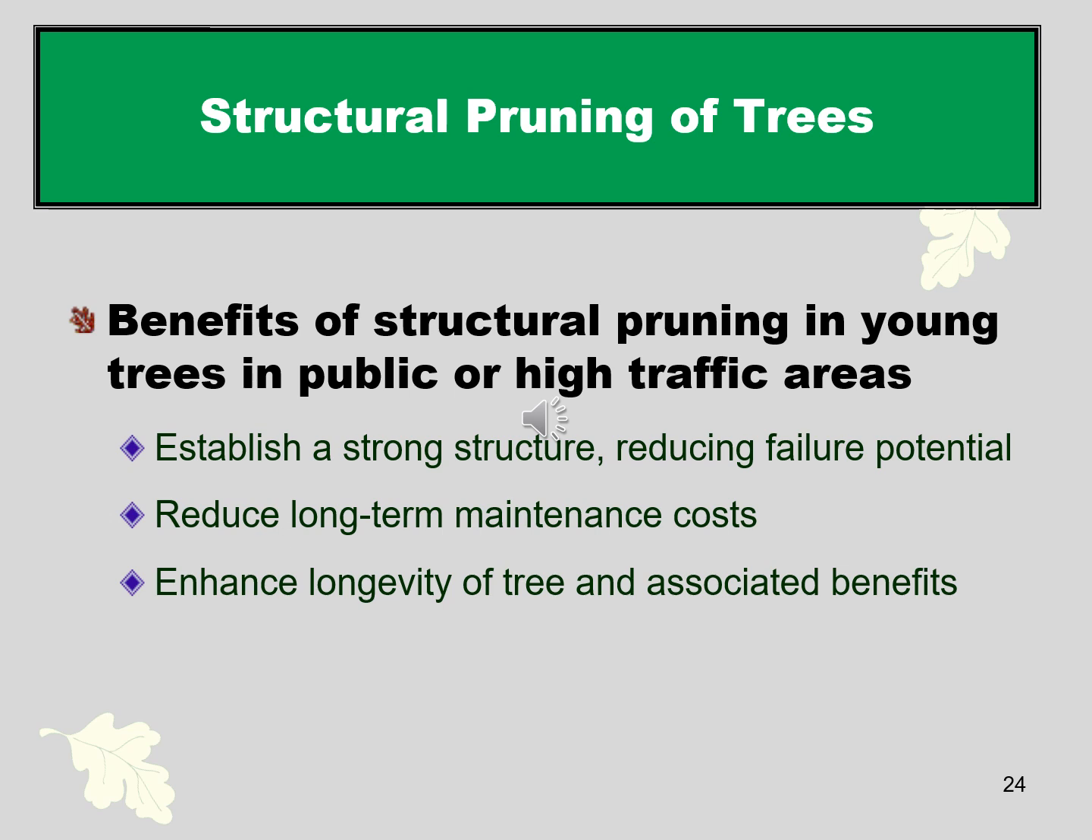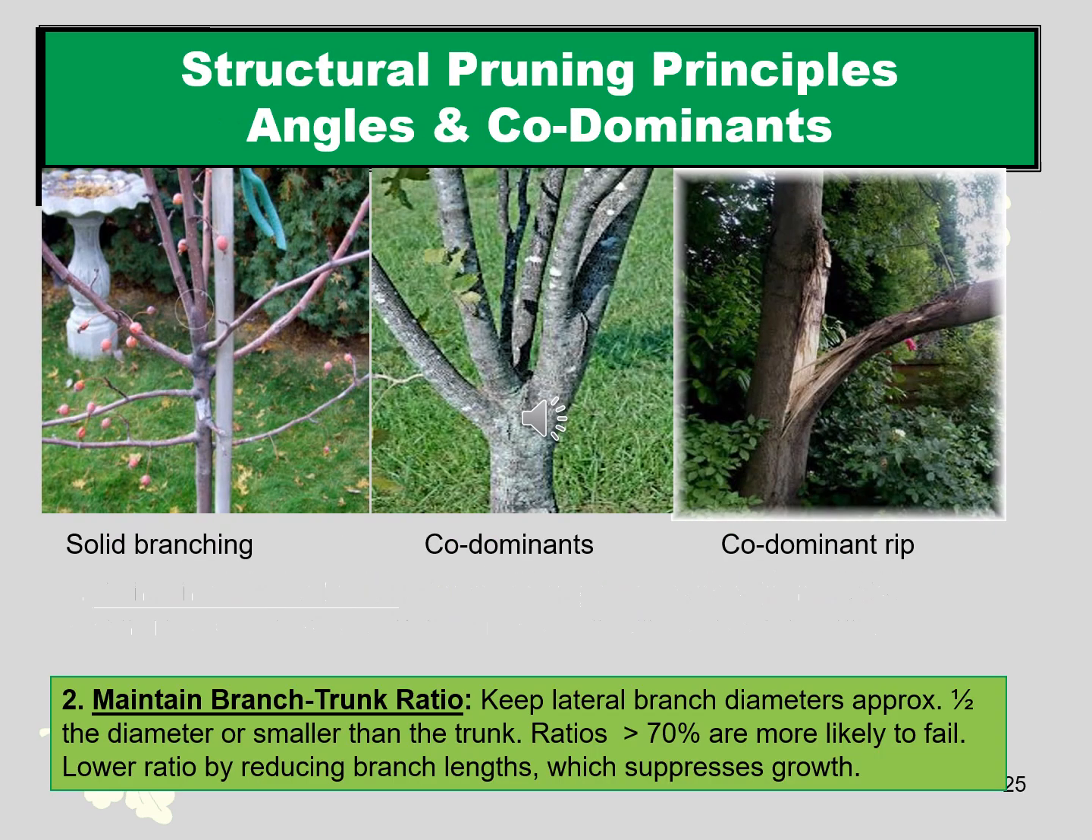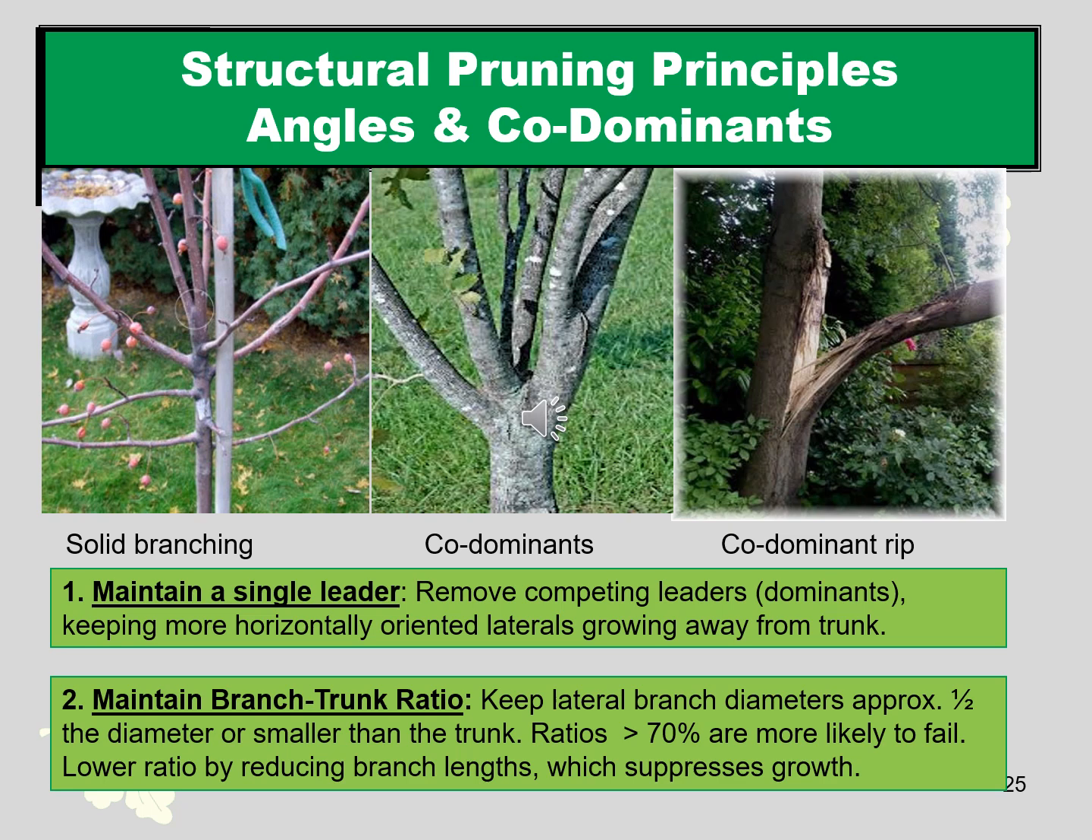So now let's talk about structural pruning of trees. It's something you do to a tree when it's young to increase the strength of the tree as it gets older. And it also reduces limb failure. So you're taking out limbs that have weak attachments to the trunk. So they're stronger as they get older. They don't tend to fall off as easily. And that reduces long-term maintenance too. And the tree is healthier overall.